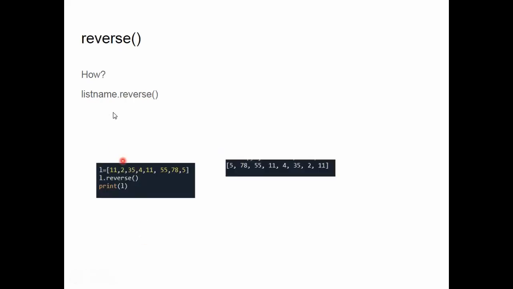Now the reverse function is going to reverse the list. So we are having this kind of contents in your list L, and what is the method? Directly list name dot reverse. And the original list is going to be modified. That's why we are having print L. So L will contain the modified version, in the reverse order of your list.